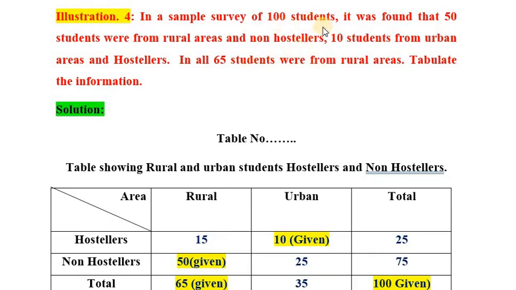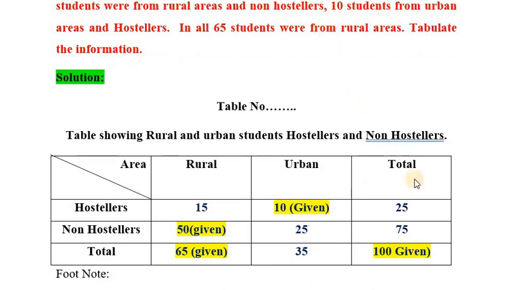A sample survey of 100 students. So 100 is the total number of students coming from urban area, rural area, and who are staying in the hostel and who don't stay in the hostel. All put together, the number of students is 100, which we have taken in the total column, and this total represents the total of row and total of column.